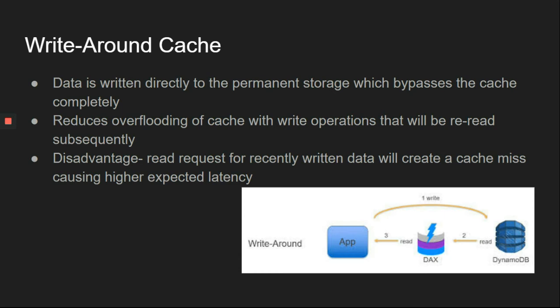Last, write-around cache. This scheme is similar to write-through cache, except here the data is written directly to permanent storage, bypassing the cache altogether. This reduces the cache being flooded with write operations that will be reread afterwards. It has the disadvantage of a read request for recently written data, though. It will create a cache miss and must be read from slower backend storage and experience higher latency.